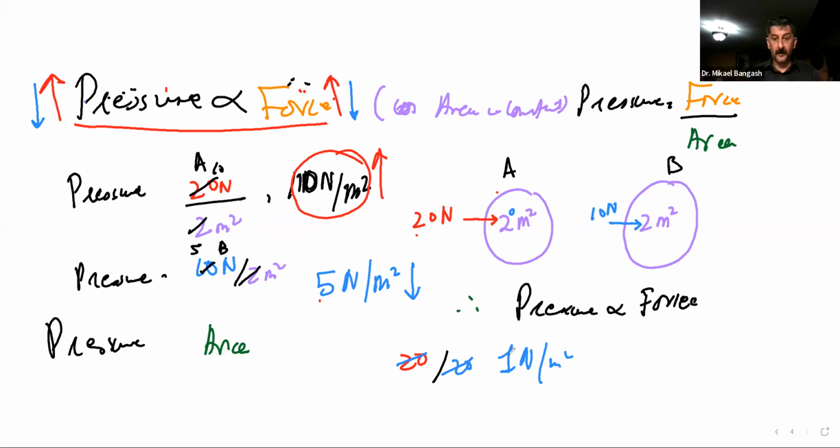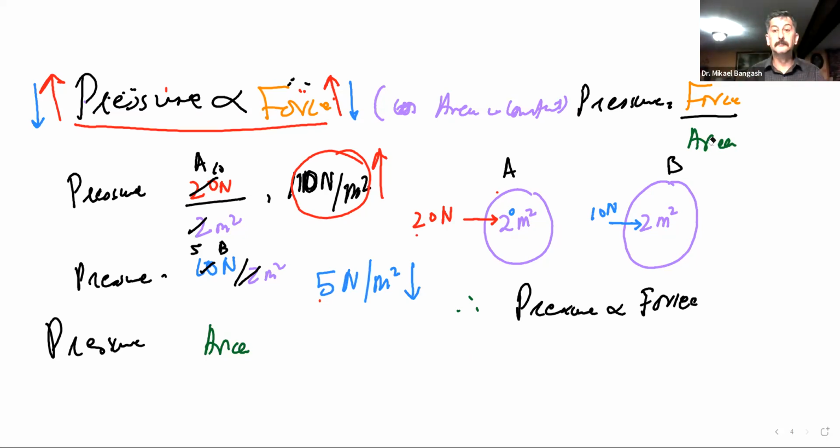Here your pressure became less because you actually also increased the area. So mainly that's just to establish the whole pure relationship between force and pressure. We keep the third variable of the equation constant. Did that make sense?